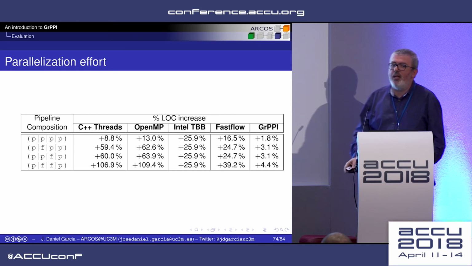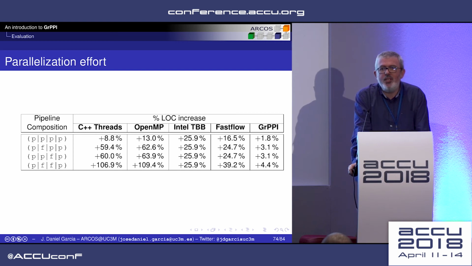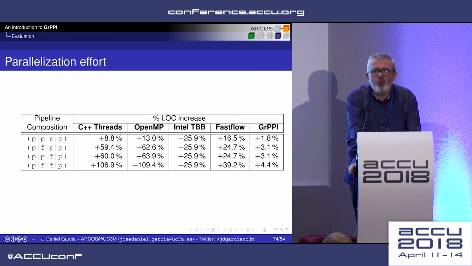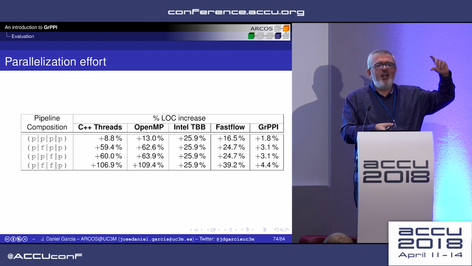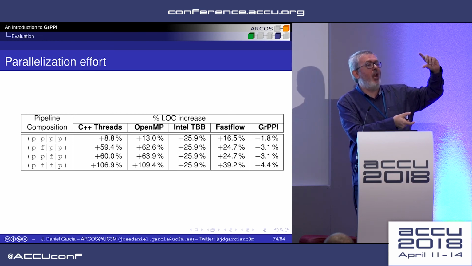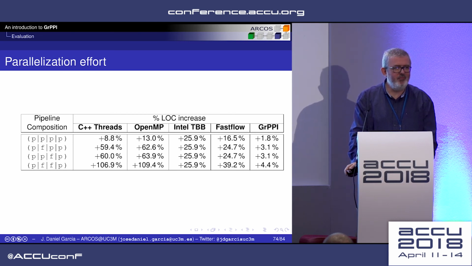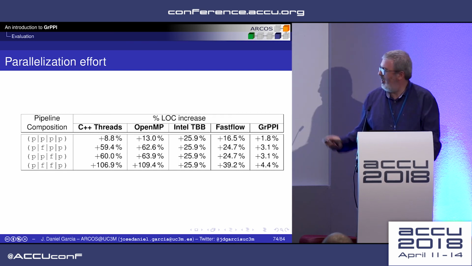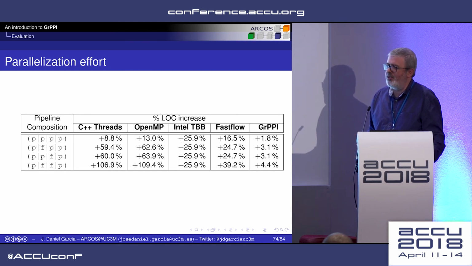And this is GrPPI. So in terms of lines of code, essentially we just took the sequential code and here and there decided, oh, this looks like a lambda. Okay, I'm done. So the cost is quite small.